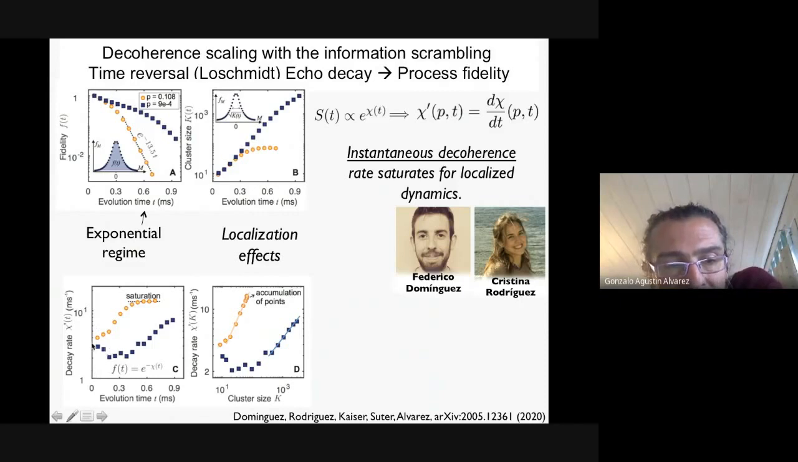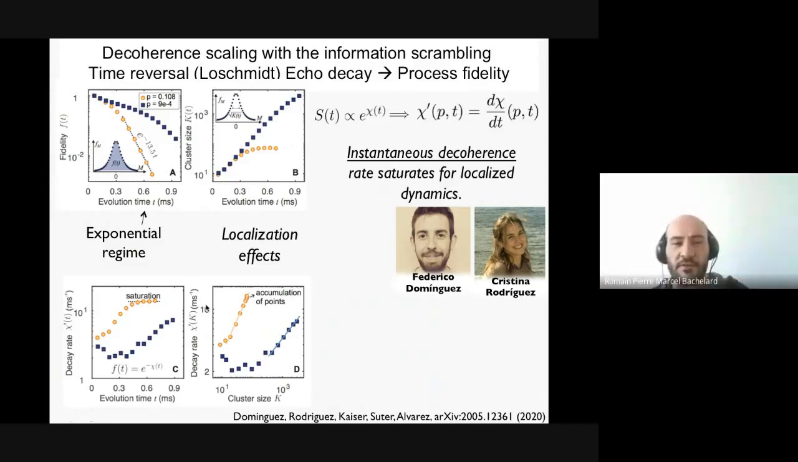This decay rate is the instantaneous decay rate. And what we see is that as a function of time, this decay rate increases, but when there is localization, it saturates. So that means that this decay is exponential with a rate that is constant. However, in the regime where I don't have localization, this decay rate is lower, but increases as a function of time. And something that is, yes.